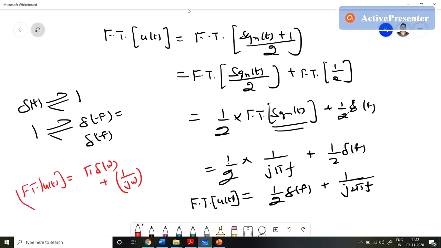If we write this relation in terms of omega instead of f, it is pi delta(omega), since we have just multiplied by 2 pi here and written it in the form of omega. So it is pi delta(omega) plus 1 divided by j omega. This is the Fourier transform of u(t).